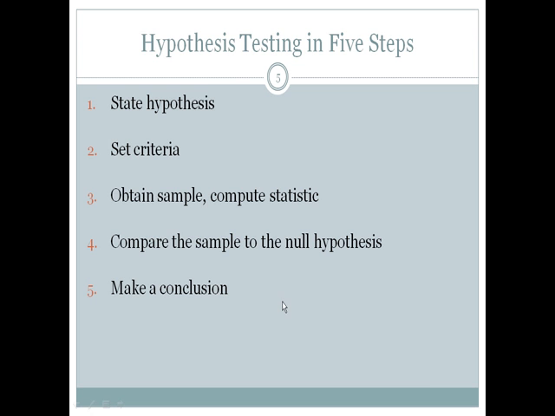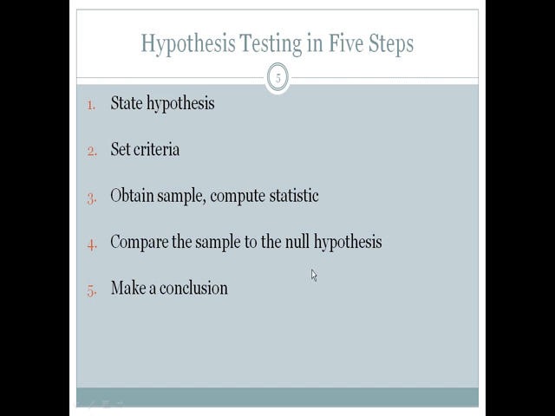Step 3 is obtain our sample and compute our test statistic. I don't have any hypothetical data right now, but I said it's an independent groups t-test, so we're going to compute a t-value for this example. Let's say it's 1.89. That's a generic example of a t-statistic. It's a realistic value. For step 3, we go through all the steps to compute the t-statistic, which I'm not going to cover here, but is covered in other lectures.